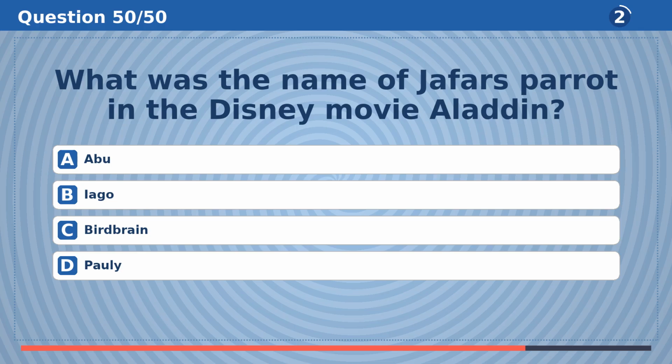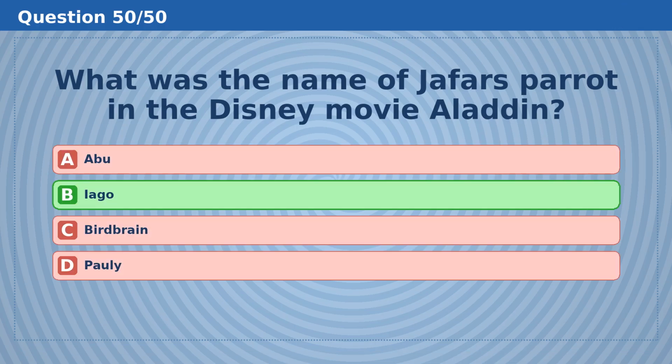What was the name of Jafar's parrot in the Disney movie Aladdin?